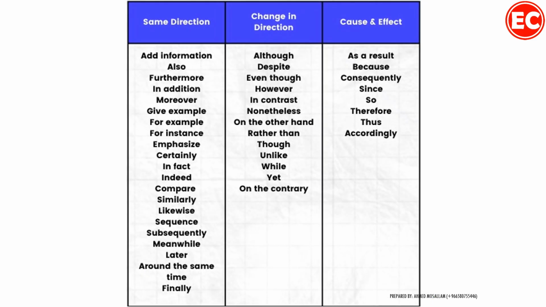Also here, a very important table that talks about whether the sentences are going in the same direction, and then you are going to use these words. If there is a change in direction, that means they go on opposite sides, you can use these ones. But if it is cause and effect, there are words to be used for that. This is a very, very important table that you should take a screenshot of.